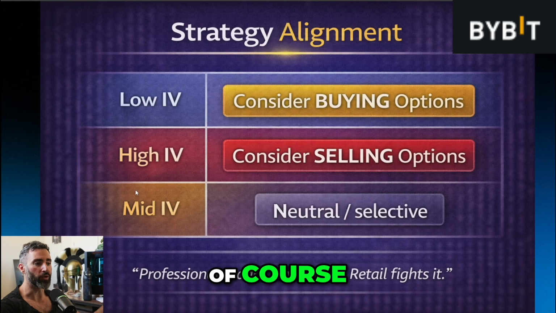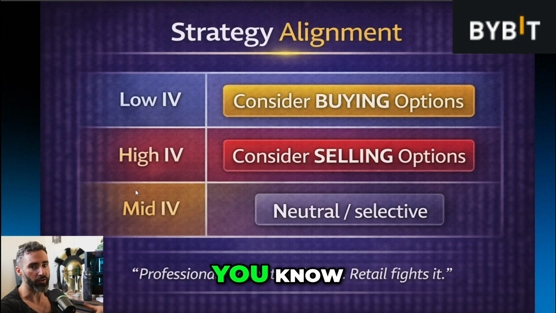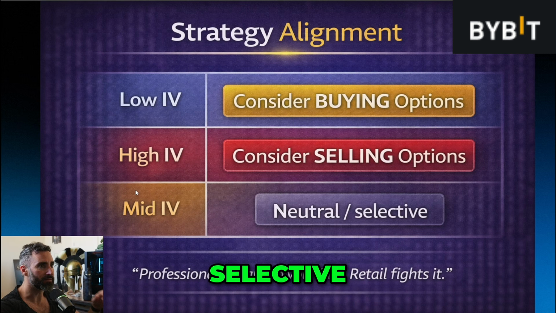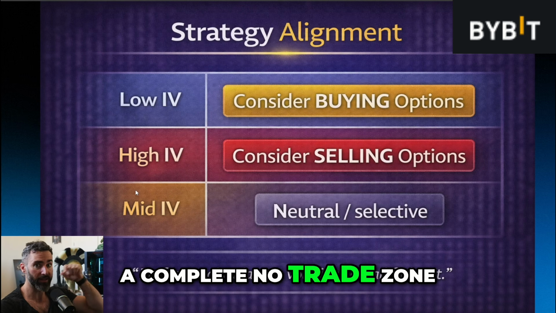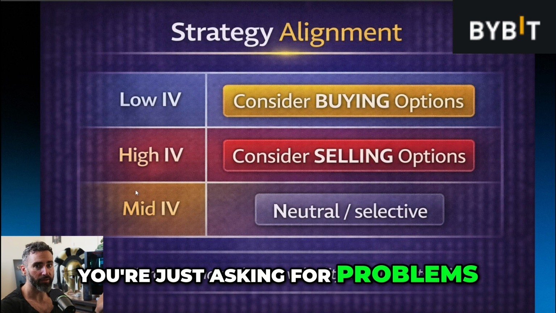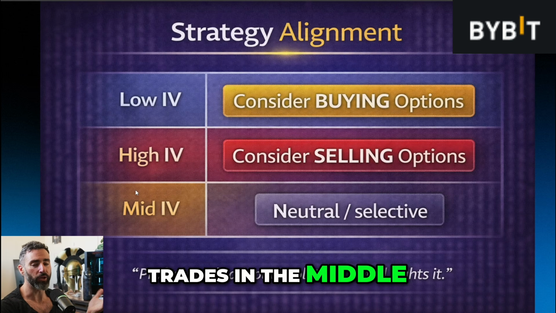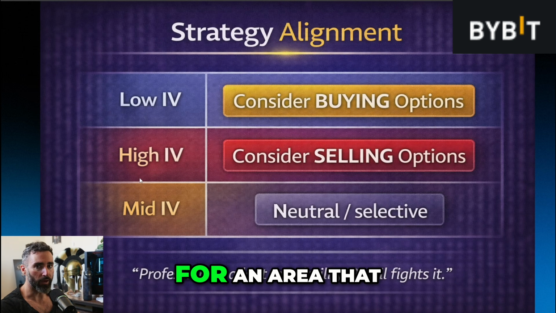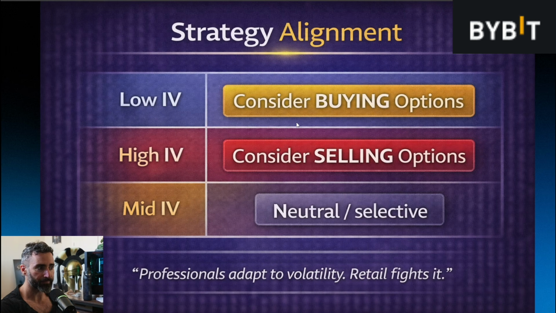And then there's, of course, mid, something in between, around 50 percentile implied volatility. That is when it's basically neutral. This is, in my opinion, a complete no trade zone. You're just asking for problems. Why would you take trades in the middle when there's no strong bias, instead of just waiting for an area that does have a strong bias like these?